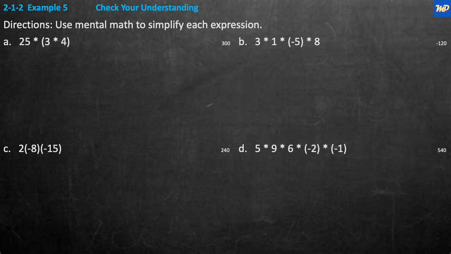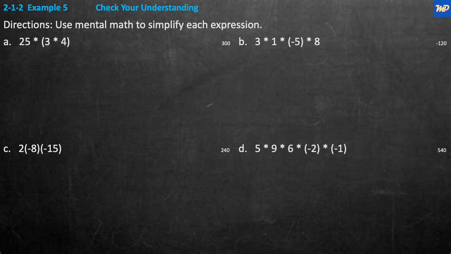Example 5, check your understanding. Use mental math to simplify each expression. Okay, so let's start with A. We have 25 times 3 times 4. Well, is there anything we can do to make this easier? We could do 25 times 12. Okay, we could just do it directly.